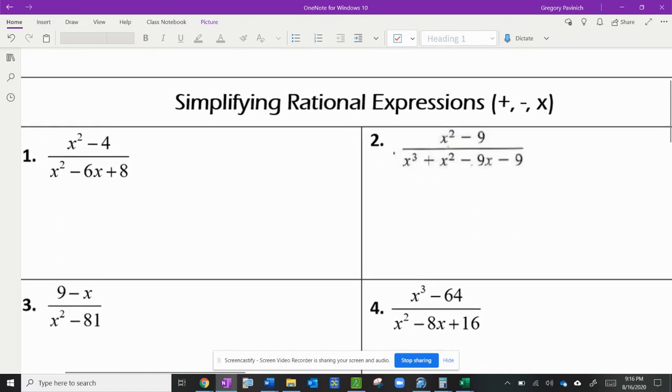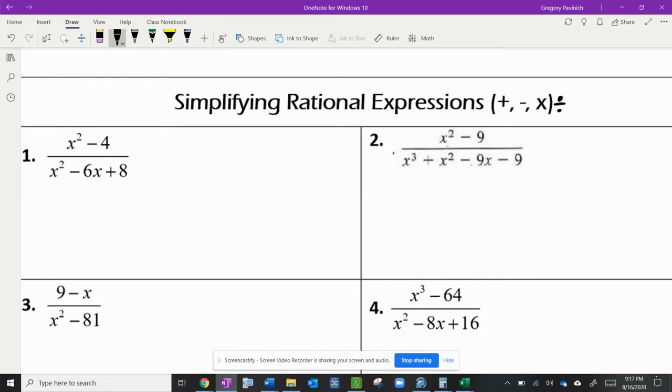So this lesson is simplifying rational expressions. We're going to just simplify them, and we're going to also add, subtract, multiply, and divide. I didn't have divide up here. So multiplying and dividing are easy. Adding and subtracting are the more difficult problems.